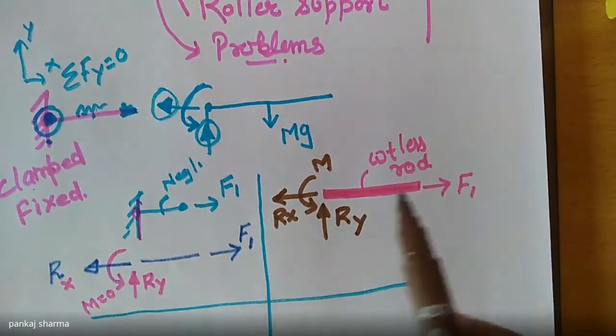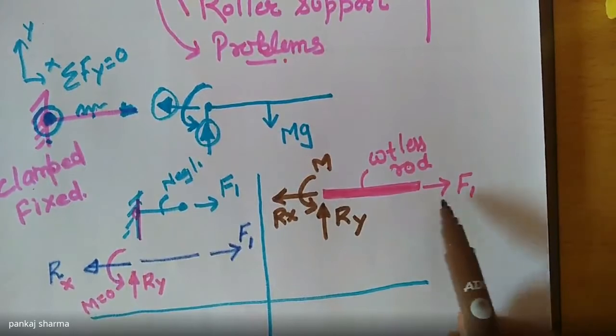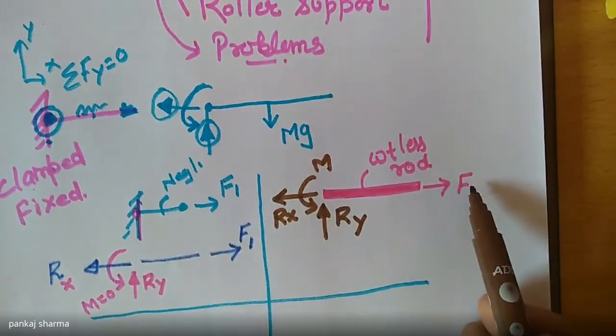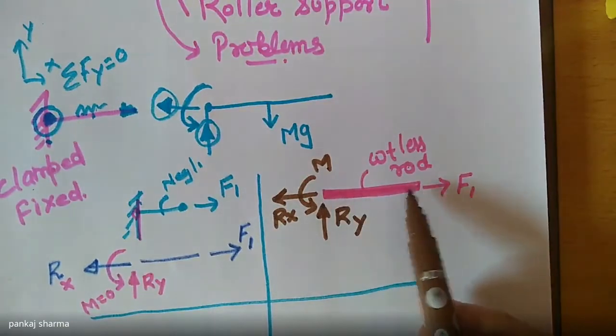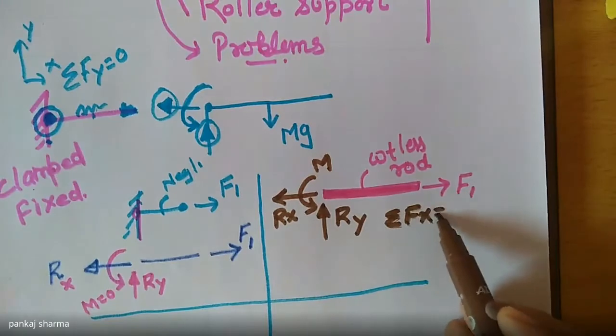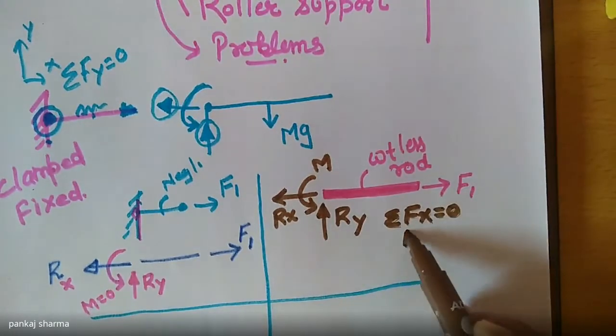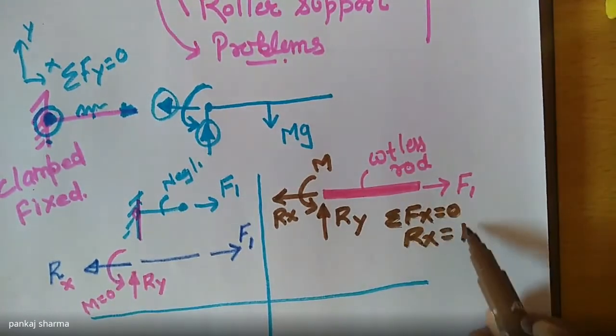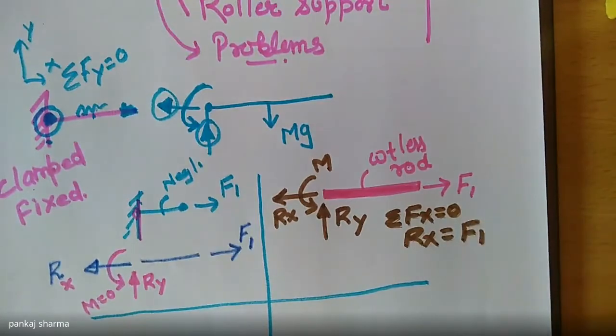Now we can say only one horizontal force is there, an axial force. To make an equilibrium condition, sigma Fx is equal to 0. So Fx is equal to 0, which simply gives Rx equal to F1.